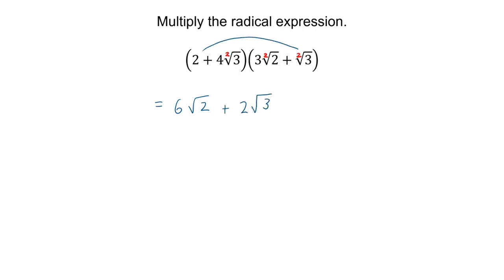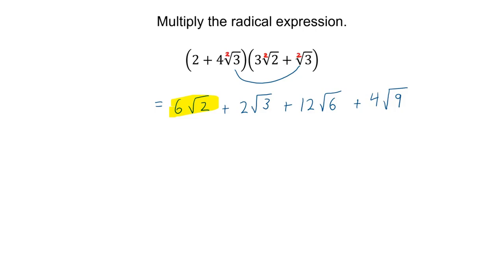2 times the square root of 3 is 2 square roots of 3. 4 square roots of 3 times 3 square roots of 2 is 12 square roots of 6, because 4 times 3 is 12 and 3 times 2 is 6. And then 4 square roots of 3 times a square root of 3 is equal to 4 times the square root of 9.